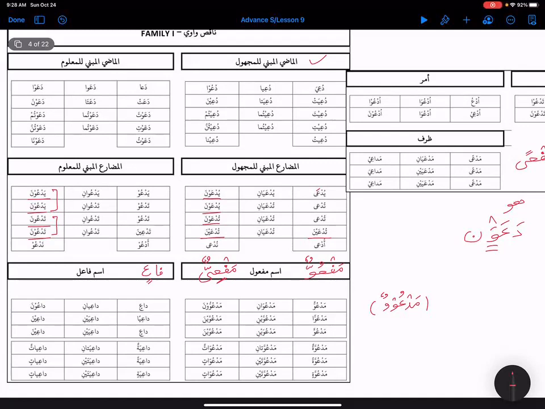Tad'u, tad'uwani, tad'u. Tad'uwani. We need to say this vowel too, right? Tad'uwani, tad'una, tad'ina, tad'uwani, tad'una, ad'u, nad'u. Very good.